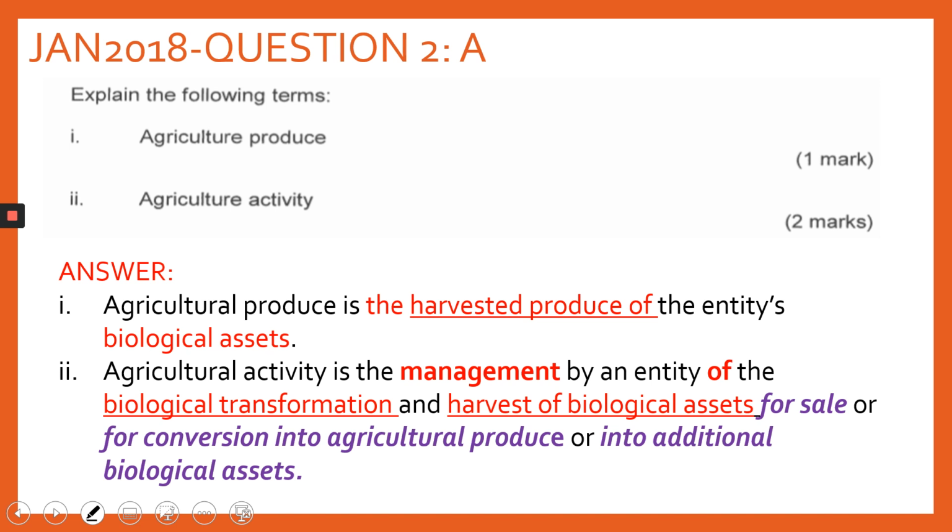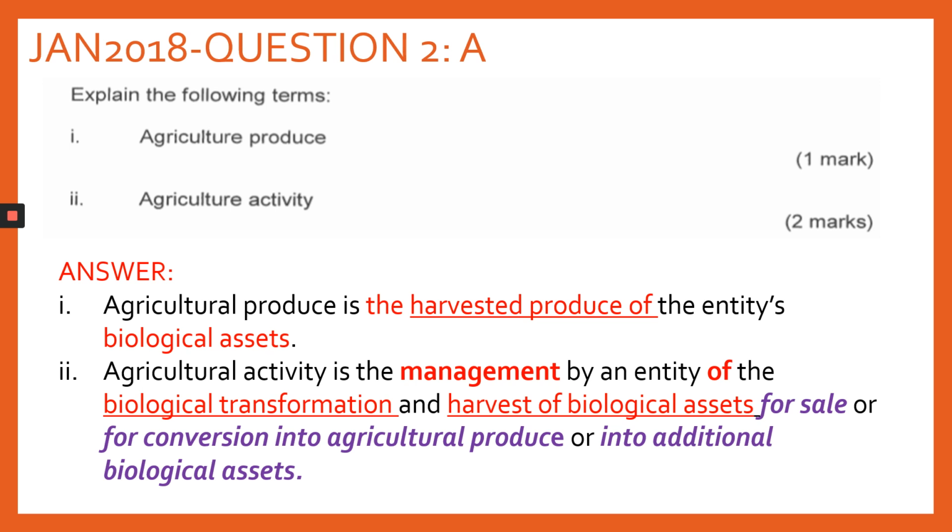So agricultural produce, as you are aware from the lecture, is the harvested produce of the entity's biological assets. You just need to give the definition without any example because it's just for 1 mark. Harvested produce, let's say we are talking about strawberries coming from the strawberry trees.